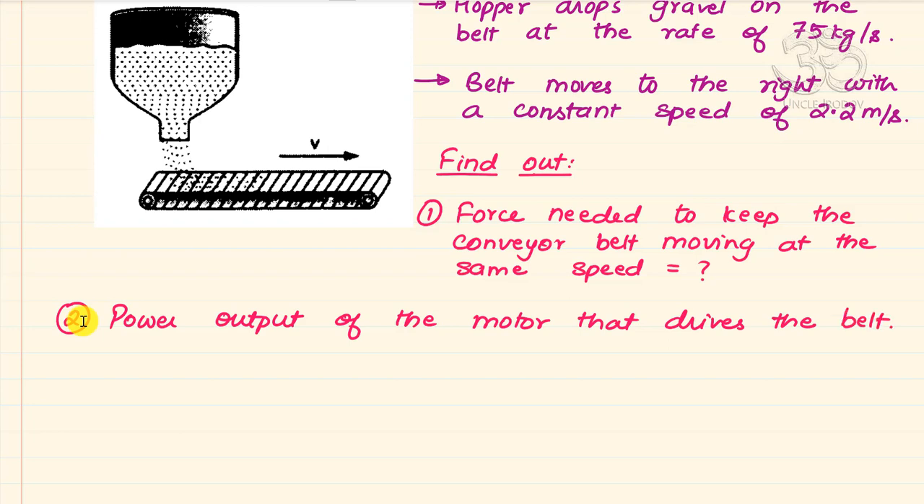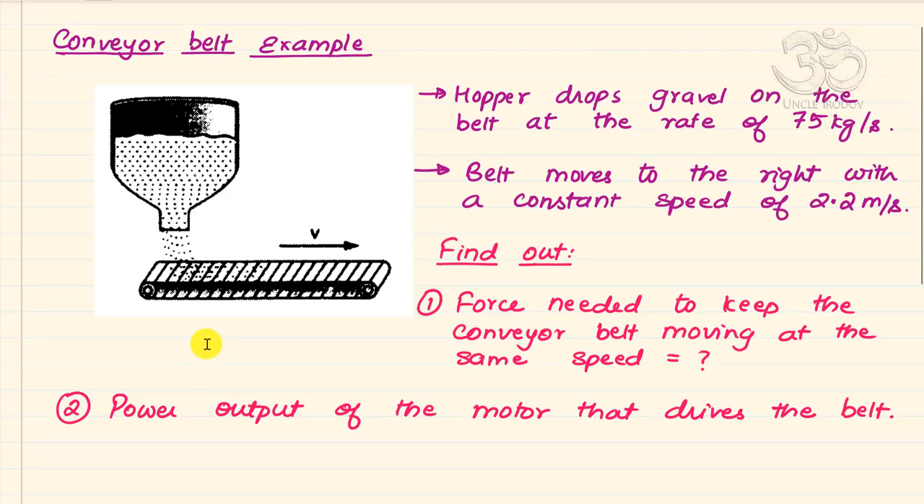Of course, there are certain assumptions that we will have to make. So what are those assumptions? One assumption that is usually made in all the books wherever this problem is given is that you can assume that the gravel is dropped at almost zero velocity on the belt.